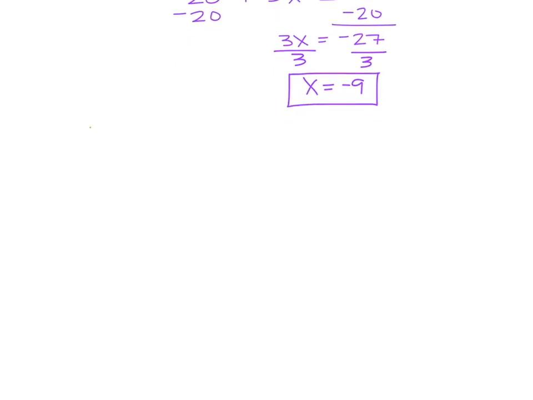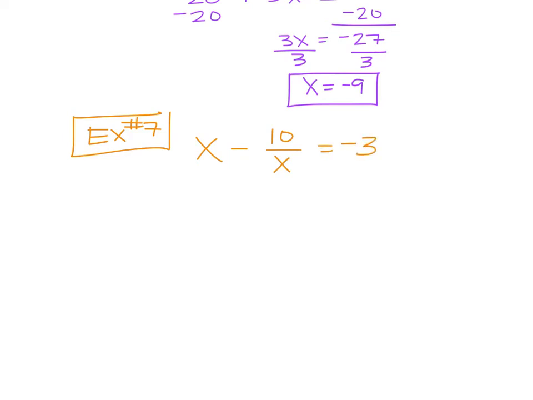This one gets a little bit fancier. It looks like this. X minus 10 over x equals negative 3. Can't cross multiply. Can you find a least common denominator? X, right? So think of this, if it's helpful to you, you can just think of this as over 1, right? You don't need to do that, but you can if that helps you to see it a little better. So we are going to multiply everything by x, okay?